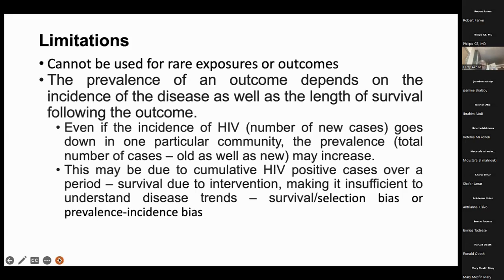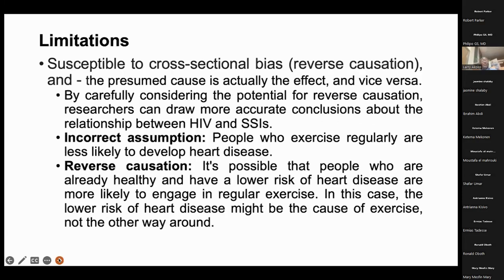Prevalence is increasing. So you might think that you are not containing HIV, but the other aspect is that people are surviving. Your medication is working. This may be due to cumulative HIV positive cases over a period, survival due to intervention, making it insufficient to understand disease trends. And this is what we call survival or selection bias, or prevalence-incidence bias. So it is very important to understand how to interpret your studies. You need to be an expert to be able to make this interpretation.